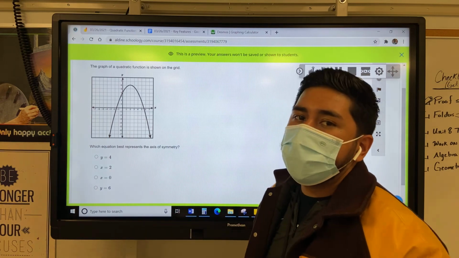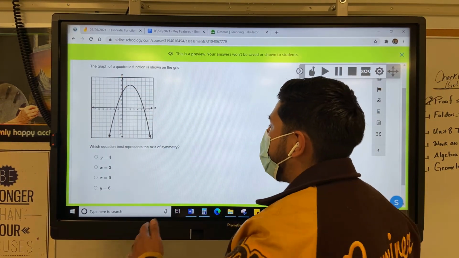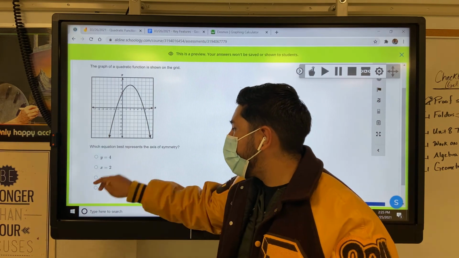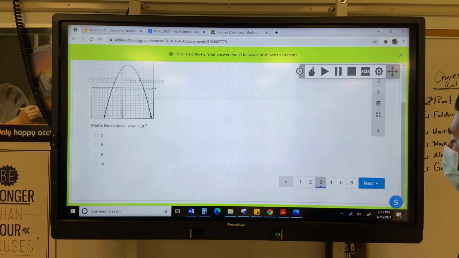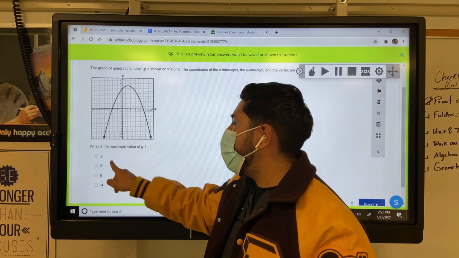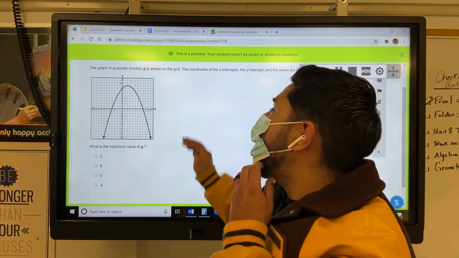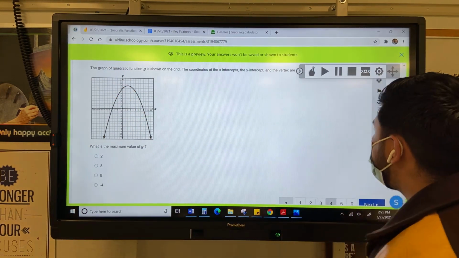What best represents the axis of symmetry? Go back to your notes. You label the vertex. You tell me, is the axis of symmetry y equals or x equals? You make the decision. You let me know. Next, what is the maximum value of g? Lucky us, it's just a number. Tell me your max. Is it the y number? Is it the x number? Answer is there.